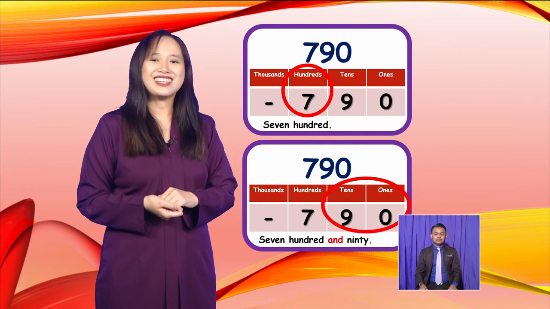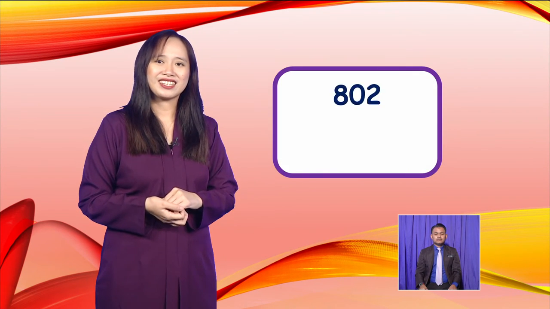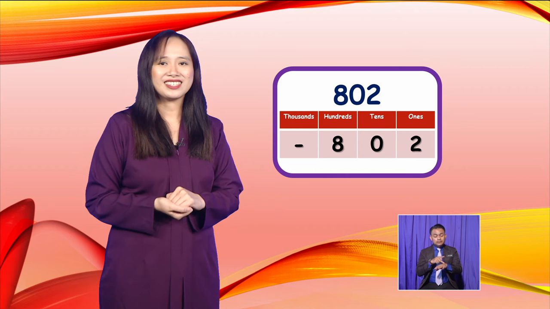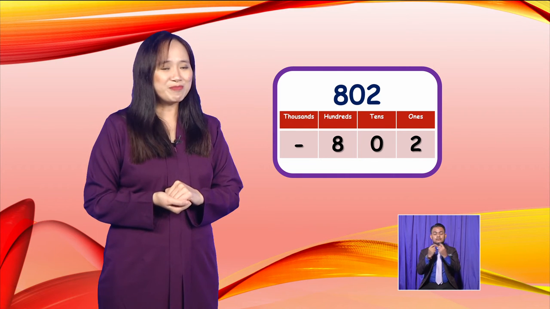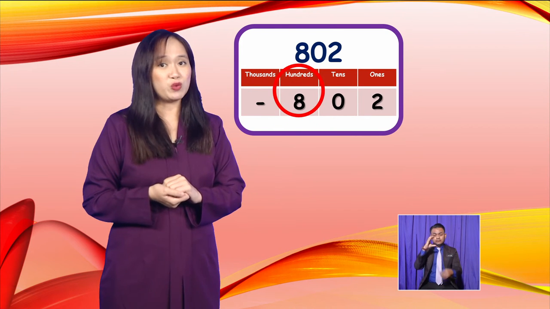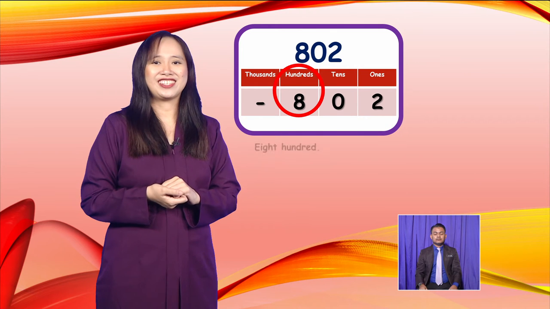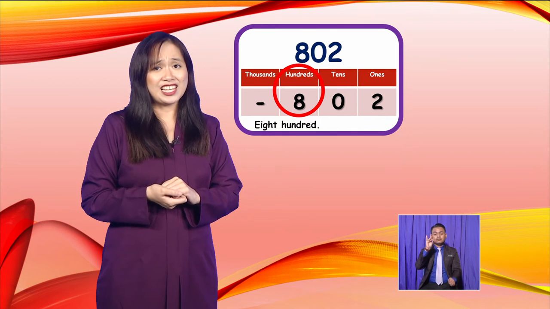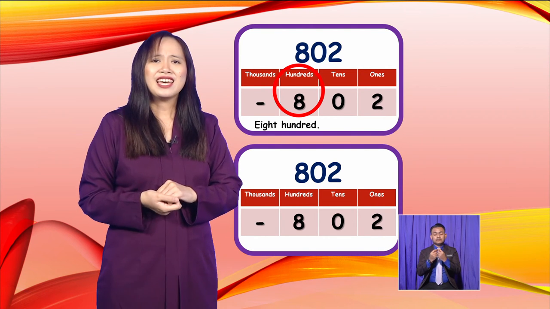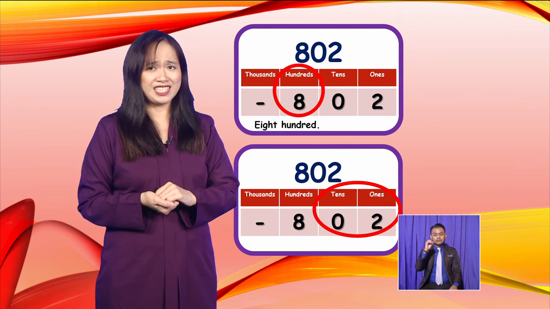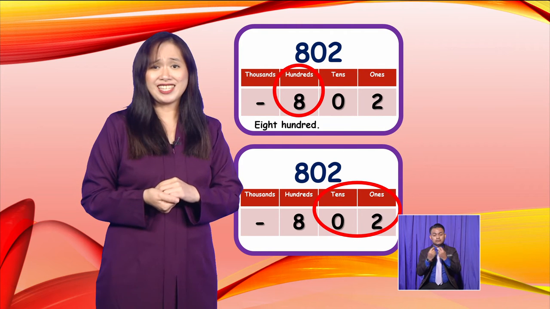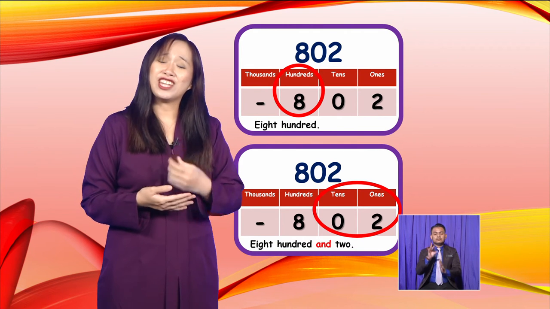What about this number? Let's use the place value again. The number in the hundreds place is 8. So we started with 800. Then let's look at the numbers in the tens and ones place. There's a 0 in the tens place and a 2 in the ones place. So this is 802.